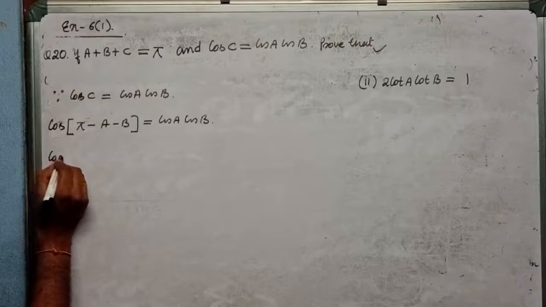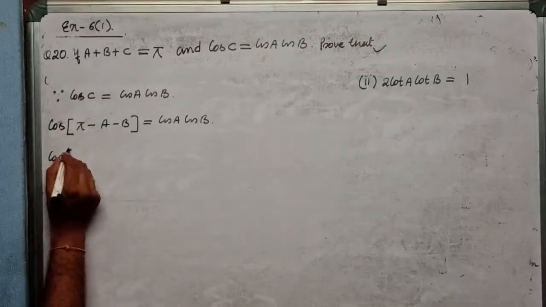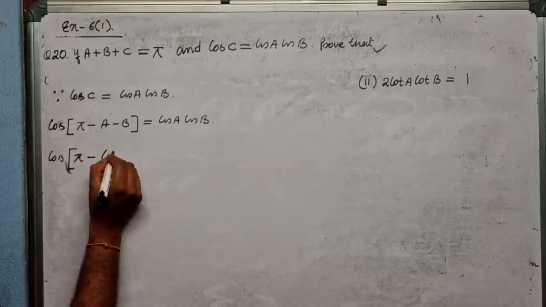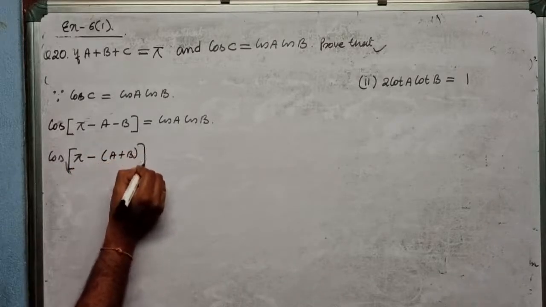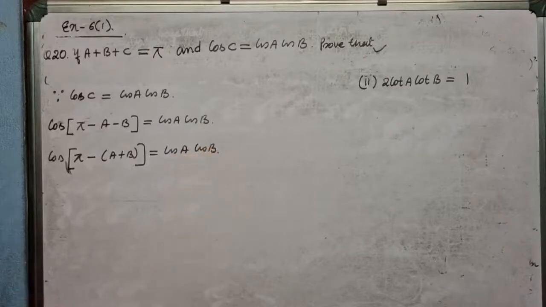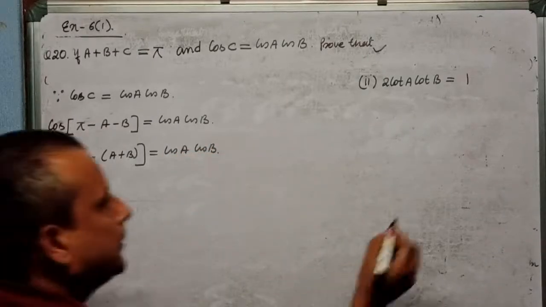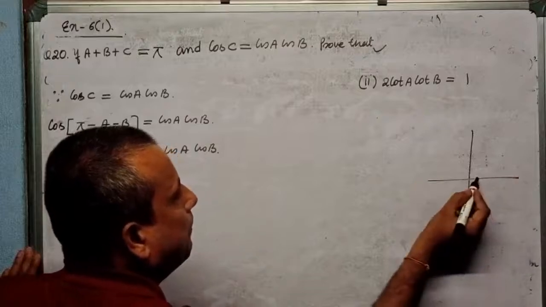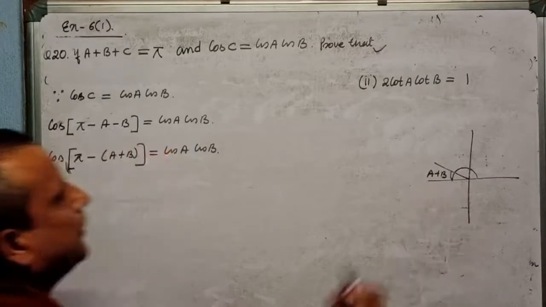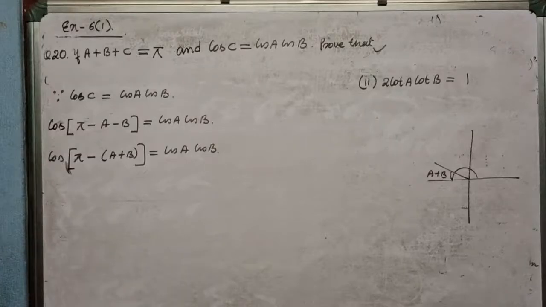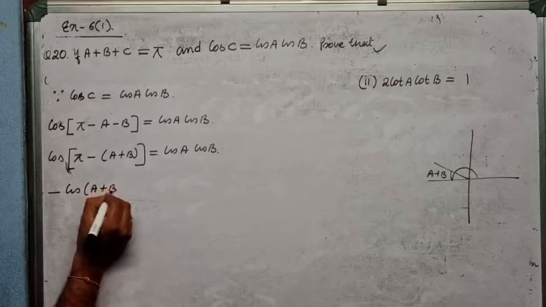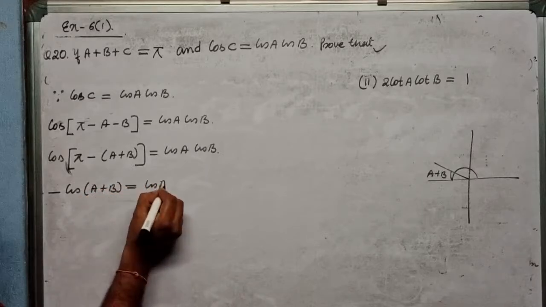So cos pi minus, I'll take minus common, it will be a plus b, cos a cos b. This is lies in a second quadrant. Cos pi minus a plus b lies in a which quadrant? Second quadrant. In second quadrant, only the sign is positive, that means cos is negative. Minus cos a plus b equals to cos a cos b.